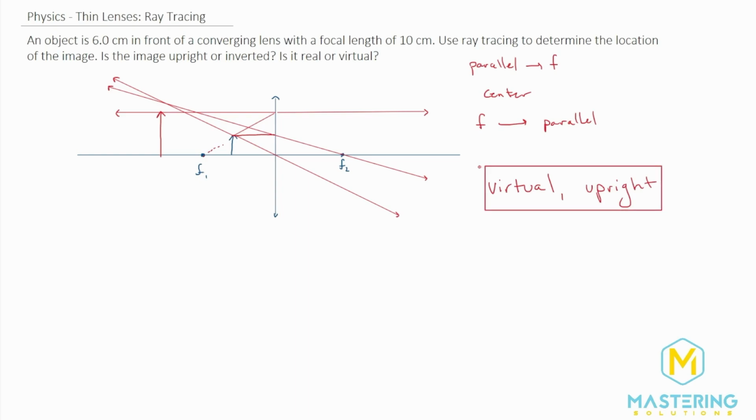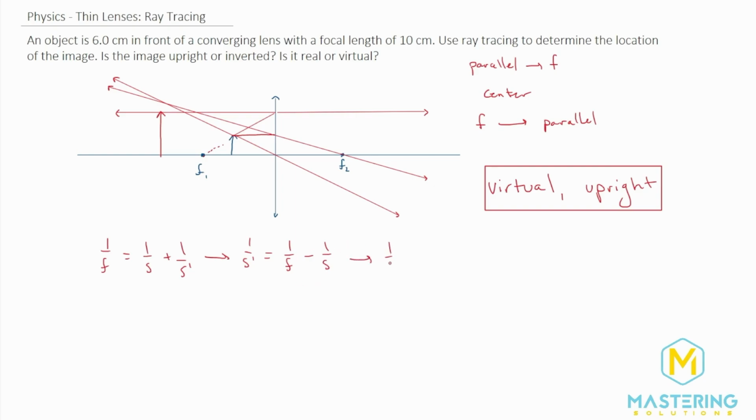Now let's figure out the precise location of the image here using the thin lens formula. So we're trying to solve for the image. And so we know 1/f is equal to 1/s plus 1/s'. This is what we're trying to isolate. So if we subtract 1/s, we get 1/s' is equal to 1/f minus 1/s, the focal point minus the object distance.